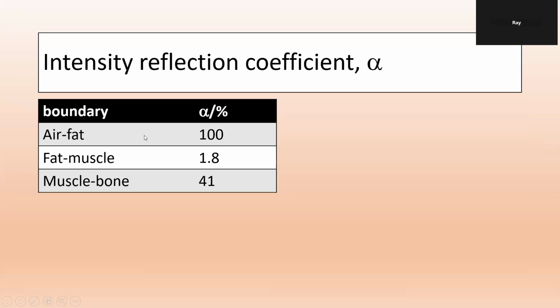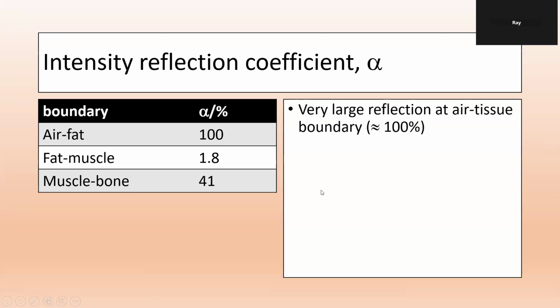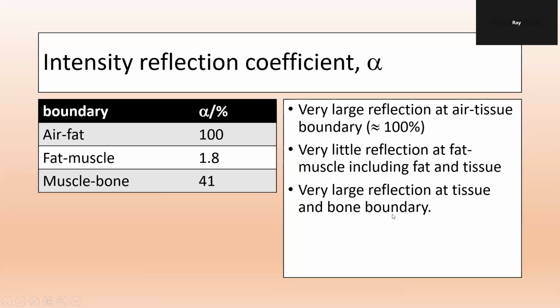Idea is you want it to enter the body. Fat and muscle is 1.8. Muscle and bone is 41%. Right? Large reflection at air tissue boundary, approximately 100%. Very little reflection at fat, muscle, including fat and tissue. Yeah, almost the same Z. Very large reflection at tissue and bone boundary. Tissue and bone boundary, large reflection.